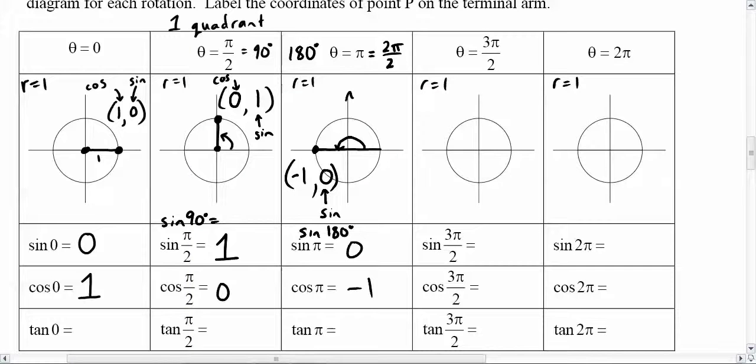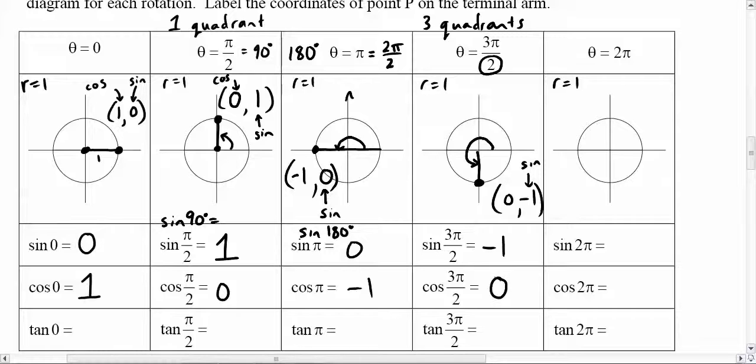Okay, good job everyone. 3 pi over 2 is the same as 3 quadrants, because each time you go over 2, you're going through one quadrant, 90 degrees. So we got 1, 2, 3 quadrants. Draw the angle there. The y-coordinate is negative, and the x-coordinate is 0. So that means that the sine is negative, and the cosine is 0. 2 pi is the same as 0. So I can just copy my answers from the first box.